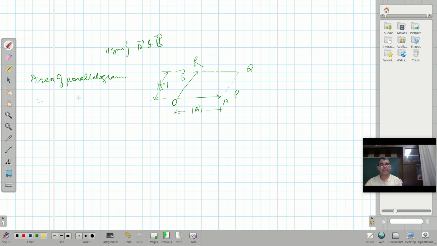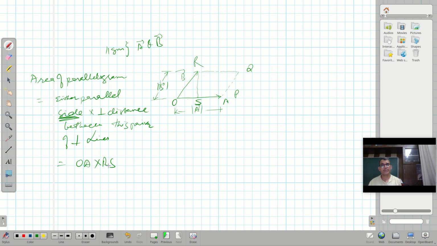What is the area of the parallelogram? It is equal to either parallel side multiplied by the perpendicular distance between this pair of parallel sides. So if I am considering the side OA, it is OA into the perpendicular distance, which is RS, with S the foot of the perpendicular on the line OP.